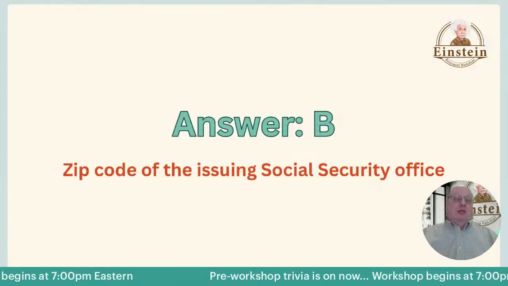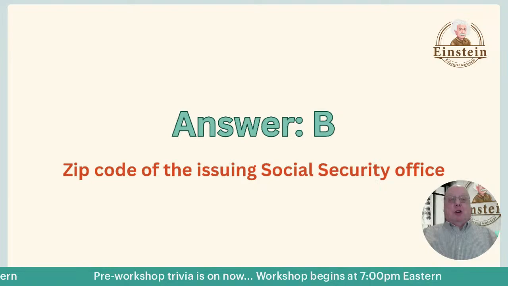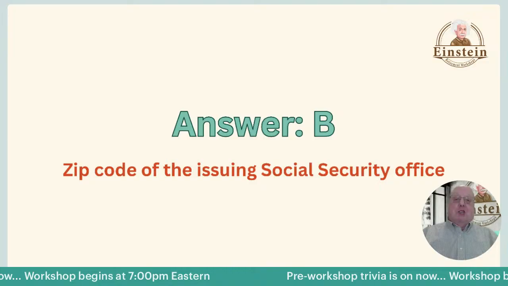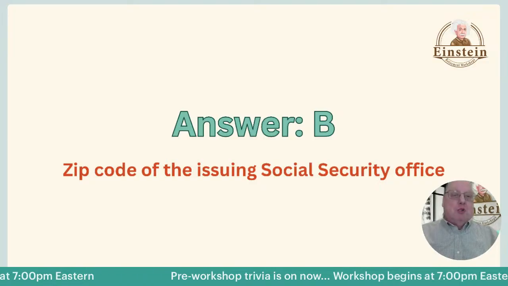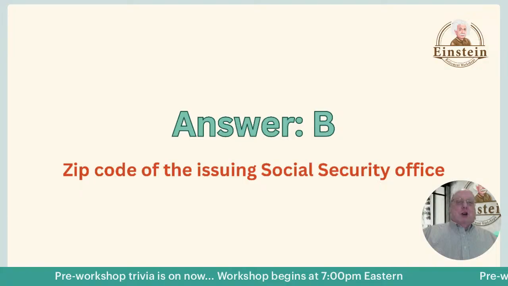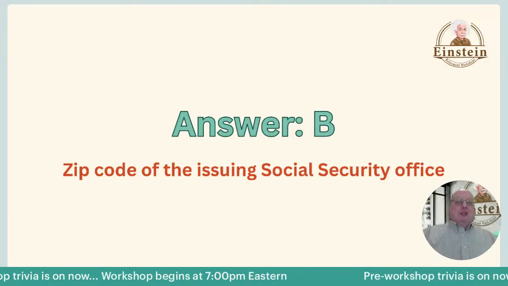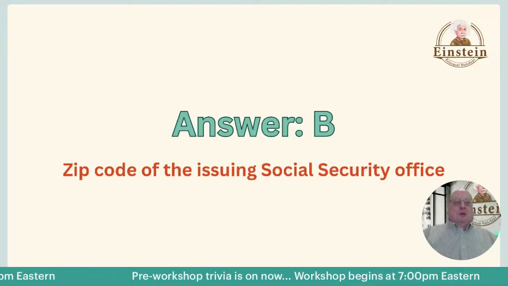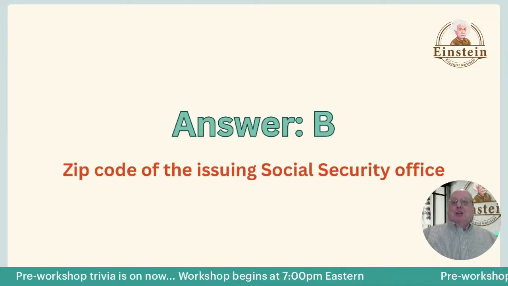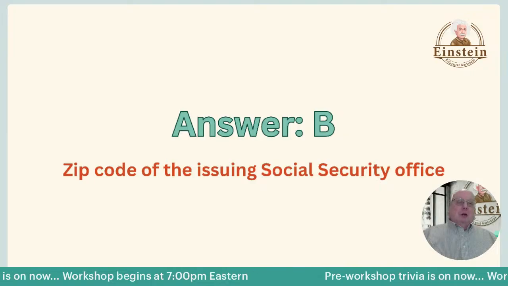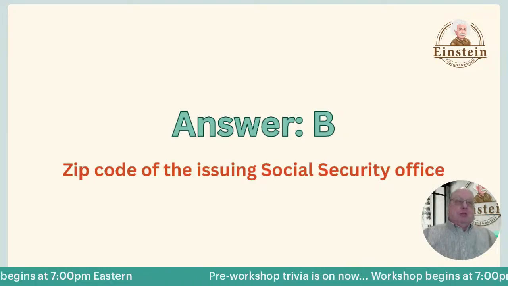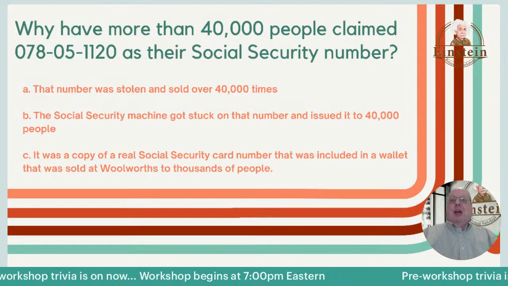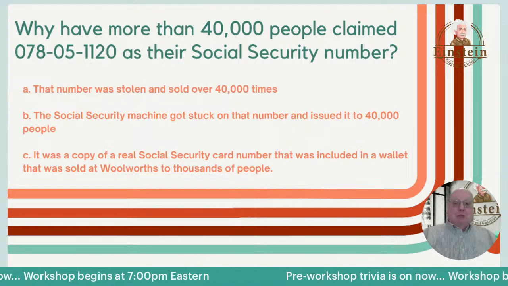There we go. It's B. They actually represent the zip code of the issuing Social Security office. If you're close to my age, and I'm a baby boomer, so I'm guessing most of you are too, you probably remember when you got a job or close to getting a job, you went and got a Social Security number because you needed it to be able to get paid. And that place that you went back then represented the first 3 numbers of your Social Security. Interesting, huh?